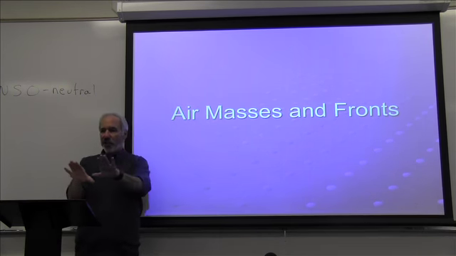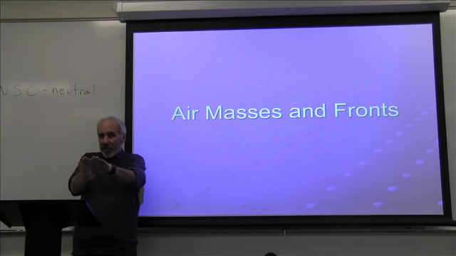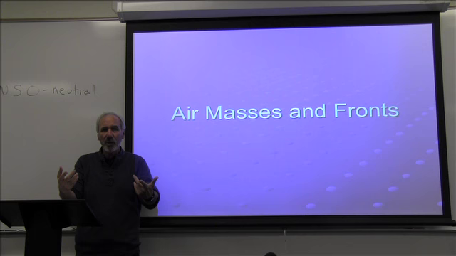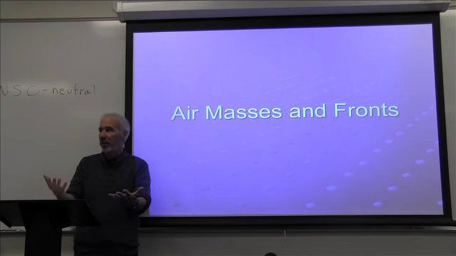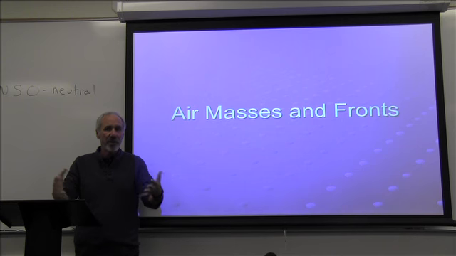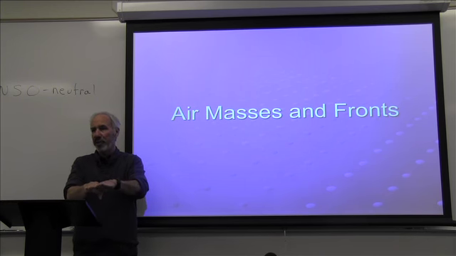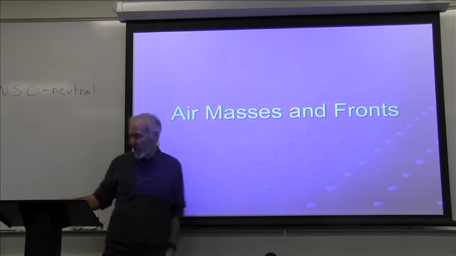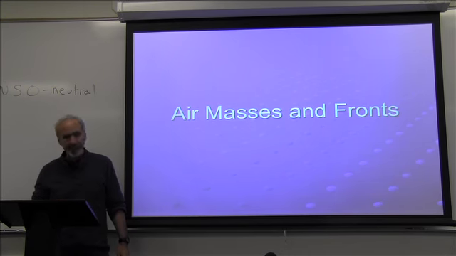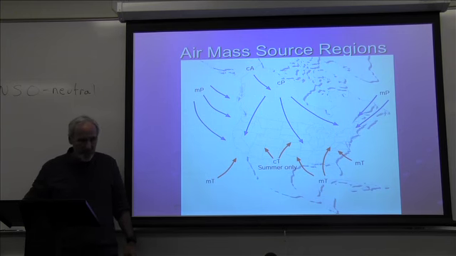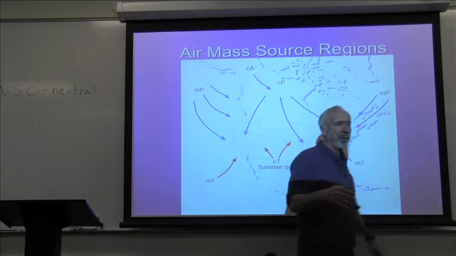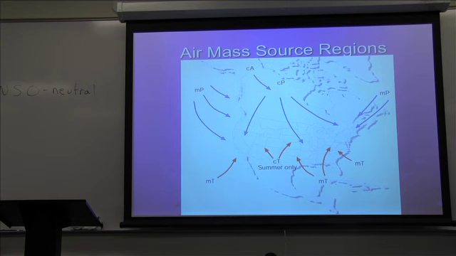Then, when two or more air masses come together, they do not mix. Different air masses of different temperature and humidity don't mix. So boundaries form between them. Boundaries are called fronts. That's what we're going to look at right now. Let's start off with showing what we call the source areas for different air masses.